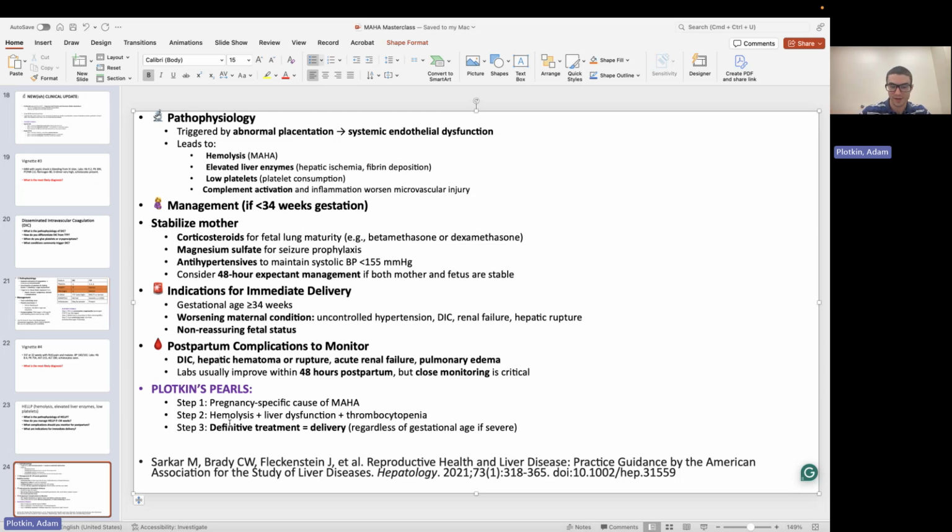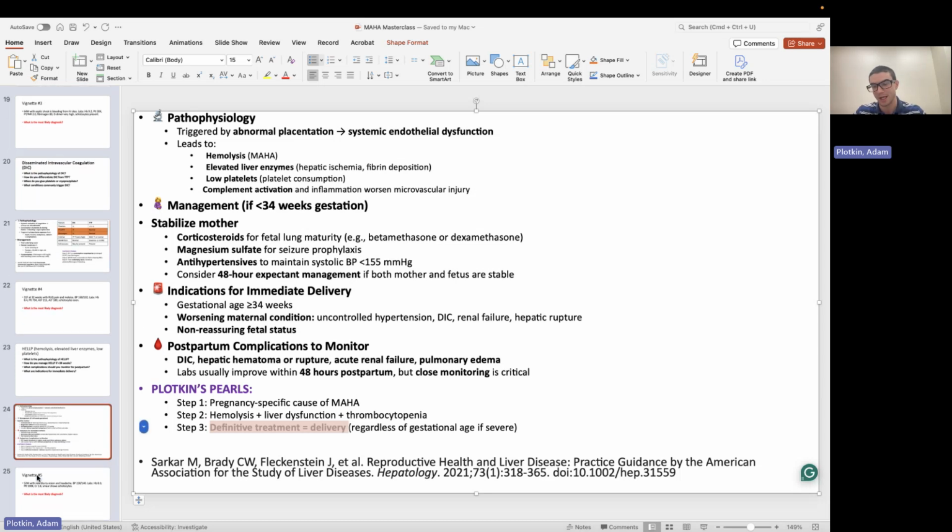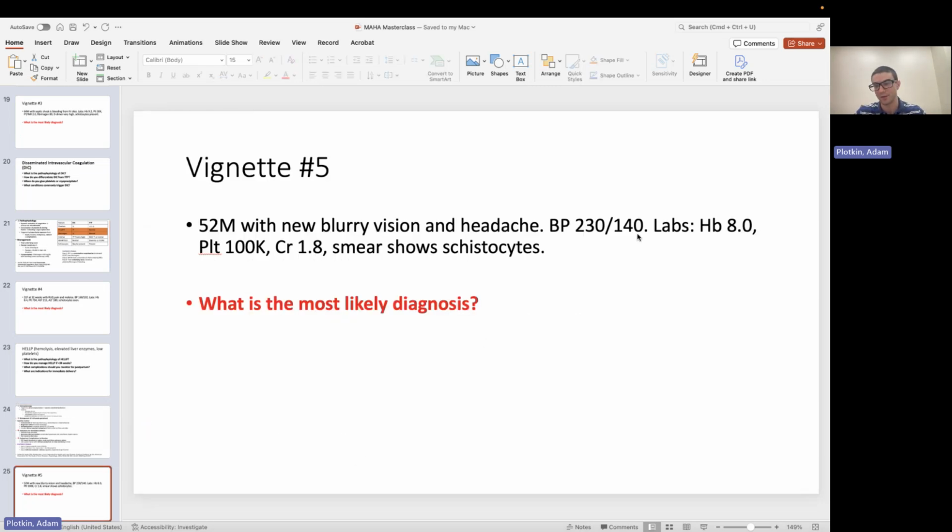For Step 3, the definitive treatment is delivery, regardless of the gestational age. If they ask you, what is the definitive treatment for this patient's condition? We deliver. If we deliver, we remove the placenta that was in the wrong place to begin with, which takes care of the whole pathophysiology. This again is why pathophysiology is so important. If I understand the pathophysiology, I can understand the proper diagnosis, I can understand the proper management. Never sleep on the pathophys.